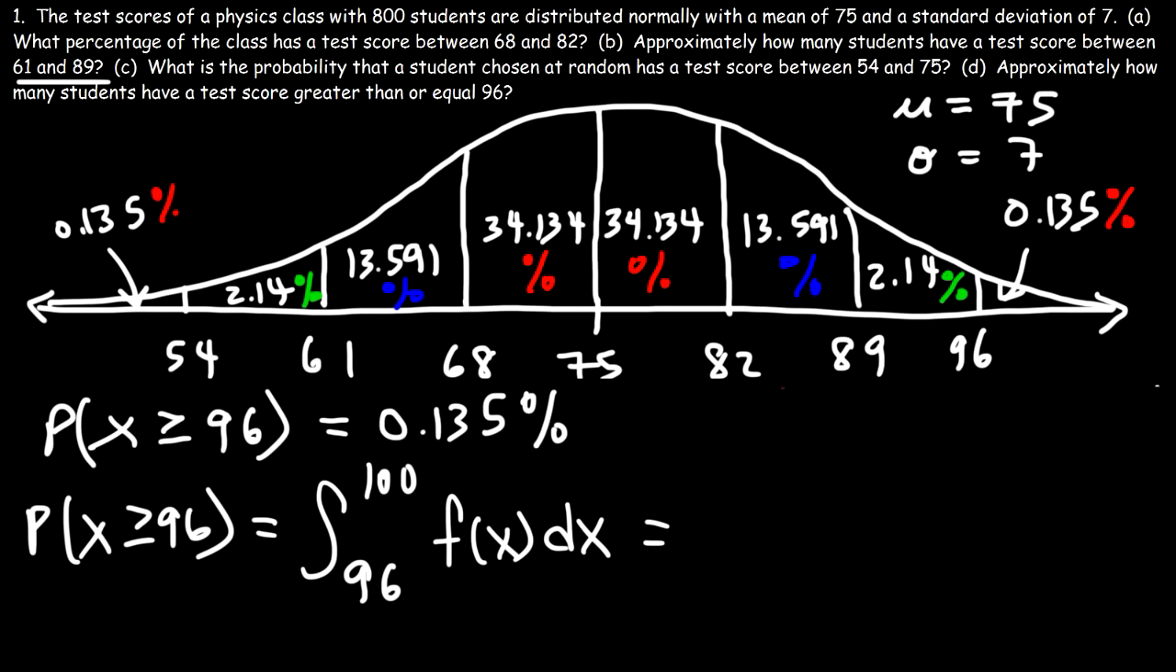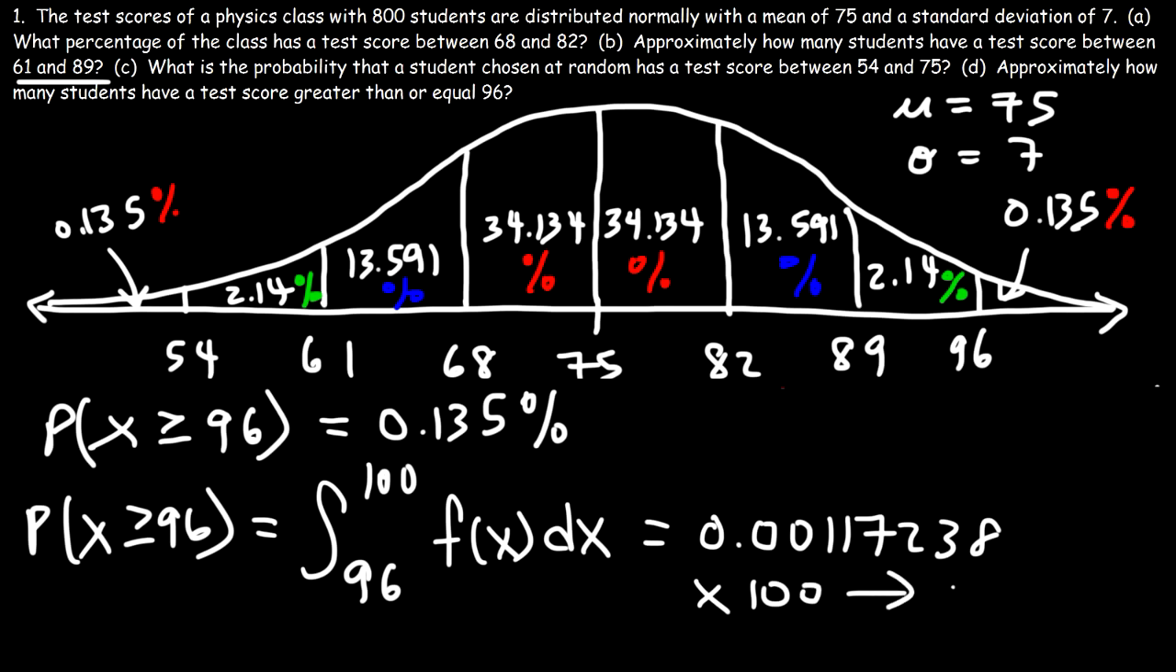But I'm going to plug it in. So give me 1 minute to do that. And so if you integrate it from 96 to 100, you're going to get 0.00117238. So if you multiply that by 100, that correlates to 0.117% approximately, which is not the same as this answer.